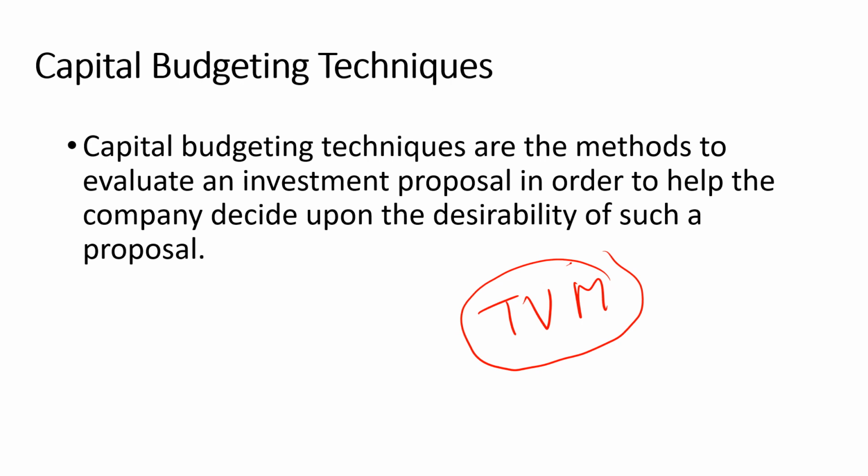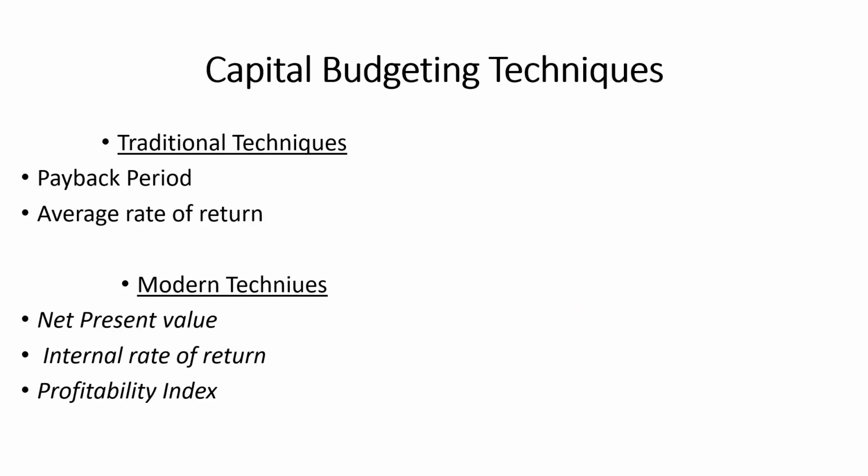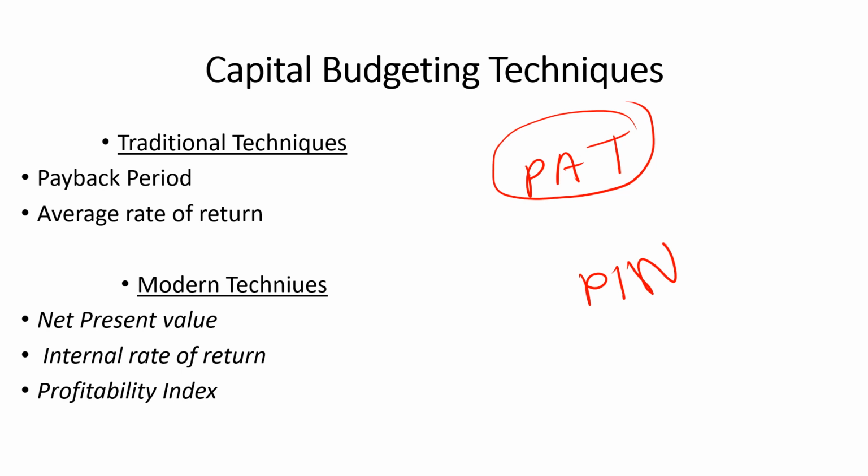Let's see the classification. The capital budgeting techniques are mainly classified into two categories: traditional approach and modern techniques. Traditional techniques involve the payback period and average rate of return, which is also called accounting rate of return. In case of modern techniques, we have three techniques, that is net present value, internal rate of return, and profitability index. Okay, so in case of modern techniques, remember PIN, and in case of traditional techniques, remember PA: payback period and average rate of return are traditional techniques, and NPV, IRR, profitability index are modern.